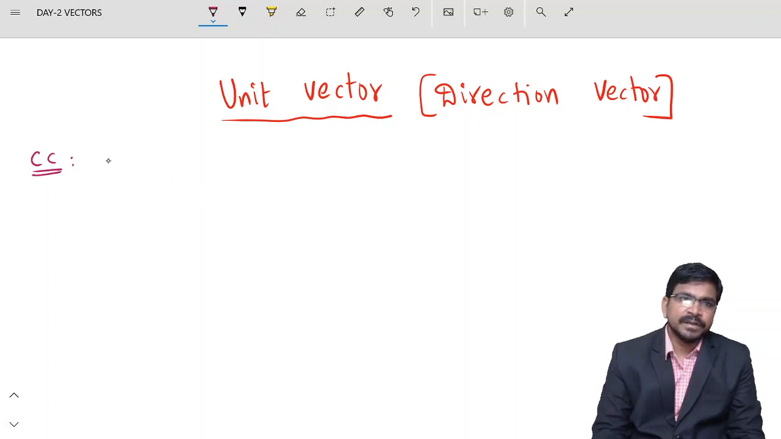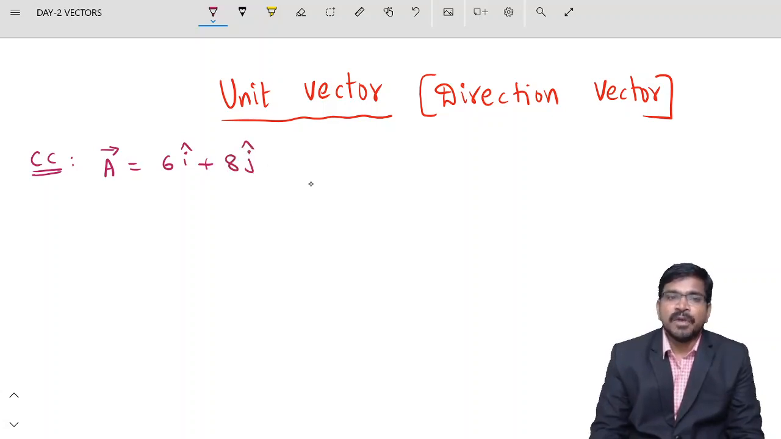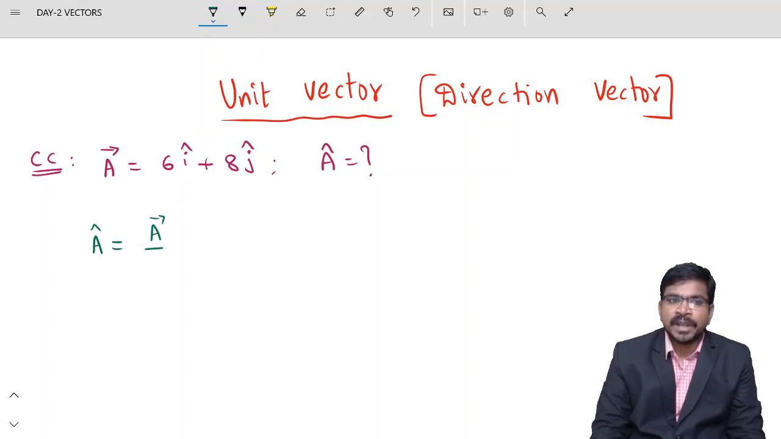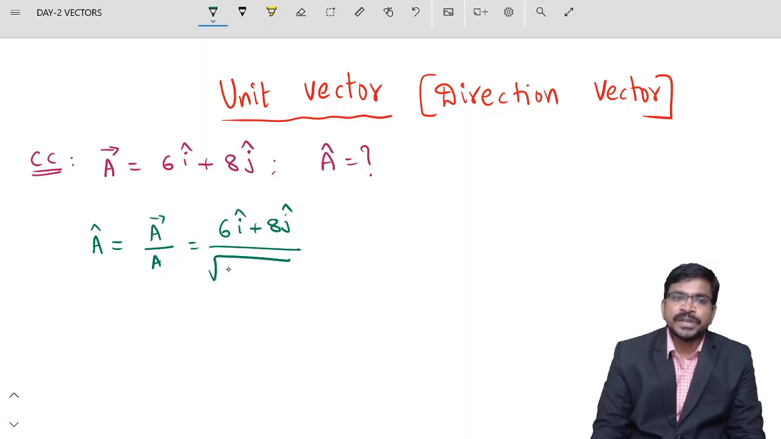A vector is given as a = 6i + 8j. I want the unit vector in the direction of a. According to the formula, the unit vector in the direction of a is equal to vector a divided by its magnitude. So vector a, 6i + 8j, over the square root of the i coefficient squared, 6 squared, plus the j coefficient squared, 8 squared.